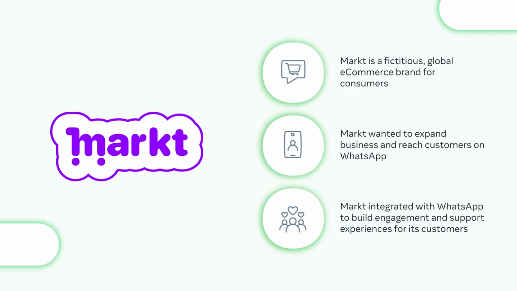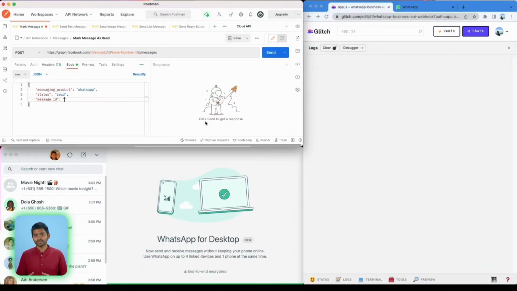Marked wants to expand its business and reach customers on a tool that they're already familiar with, WhatsApp. They've built personalized engagement and support use cases using the API platform. Let's start by going over a customer support workflow where a customer initiates a conversation with Marked about an order that they'd placed. Before we dive in, let me go over our demo setup.